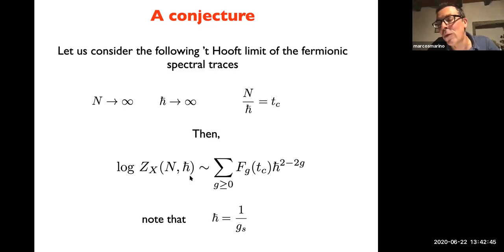So, we didn't have to construct a three-dimensional theory in order to calculate these spectral traces. Just the quantization of the curve was enough to do that. But the rest of the structure is identical to ABJM theory.